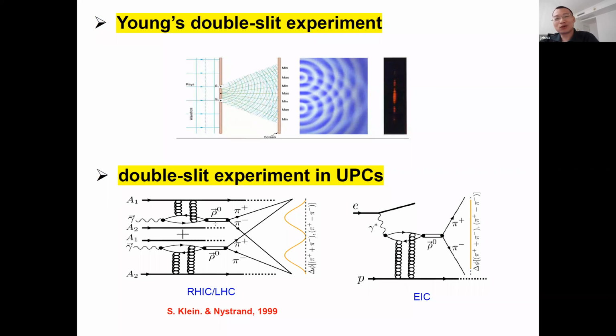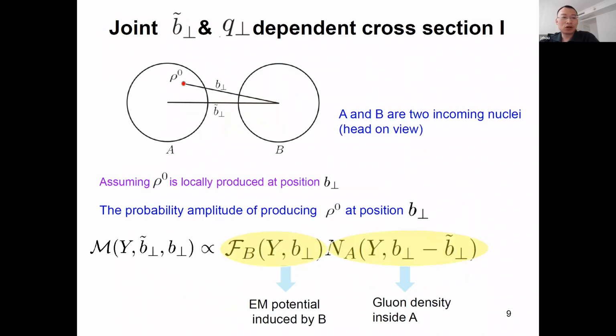Such interference effect was first realized by Spencer Klein and his collaborators more than 20 years ago. As a comparison, at EIC, there is no such interference effect because there is only one incoming nuclear target. So to correctly account for this impact parameter dependence and two-source interference effect, one has to first formulate the calculation in the transverse position space. So let's take two colliding nuclei, A and B.